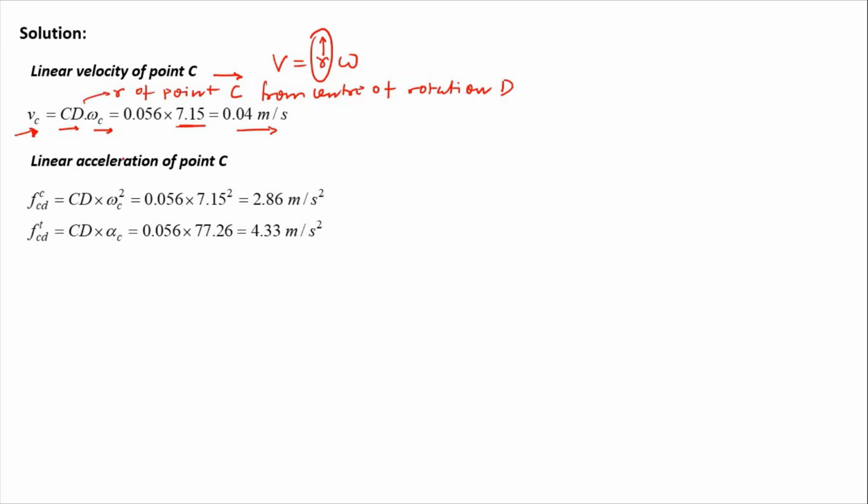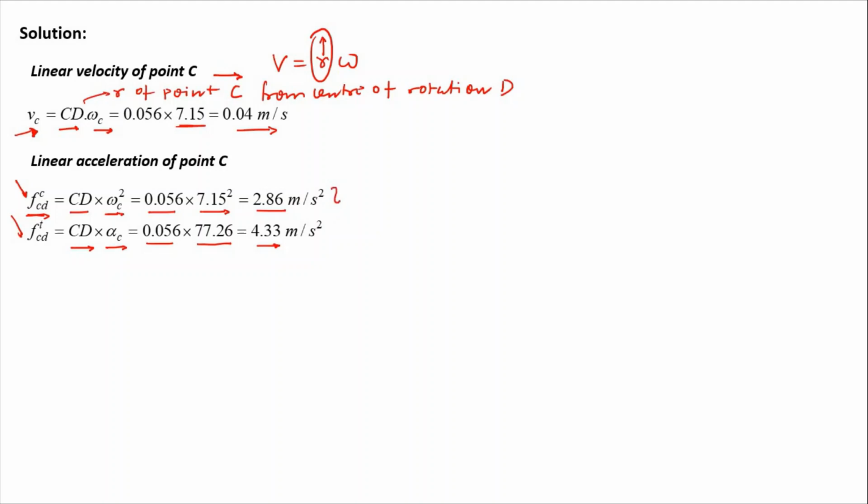Now let us see how we can calculate the linear acceleration of point C. For this, we know that it will have two components. One is the centripetal component, FCDC, which is simply equal to CD multiplied by omega c square. So this will be 0.056 multiplied by 7.15 square, which gives you 2.86 meter per second square. Then we have the tangential component, FCDT, which is simply given by R alpha, or CD into alpha c. This will be equal to 0.056 multiplied by 77.26, and this is going to give you 4.33 meter per second square.